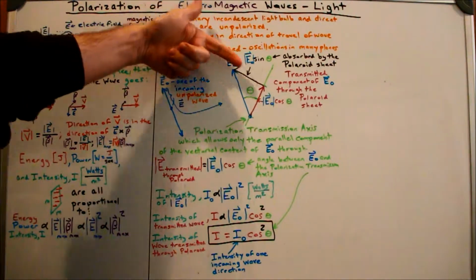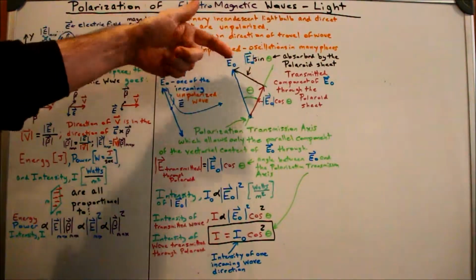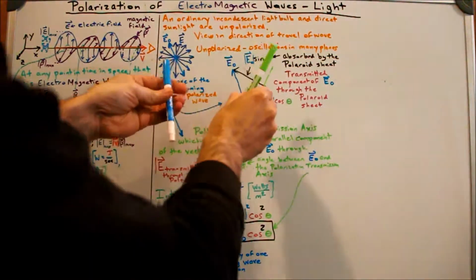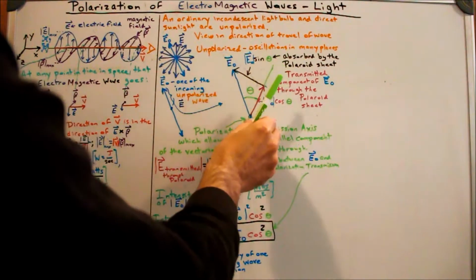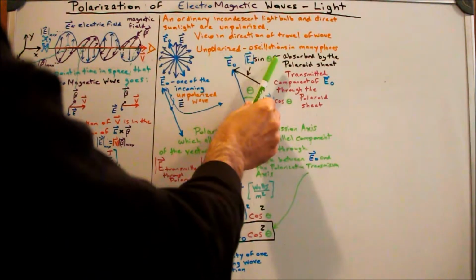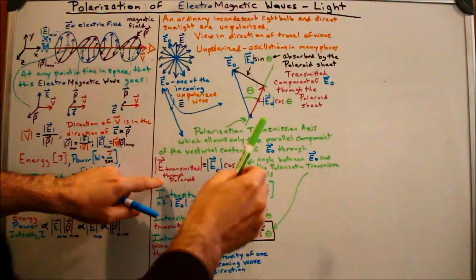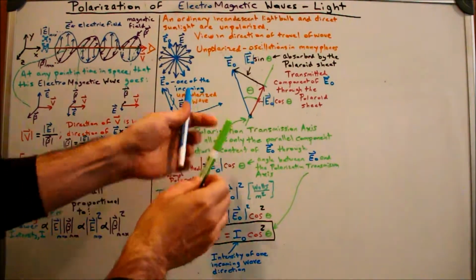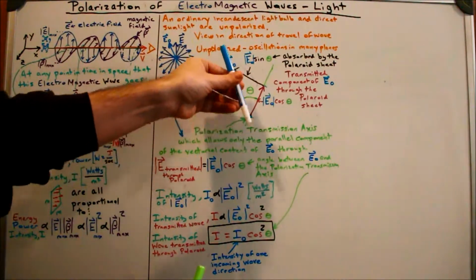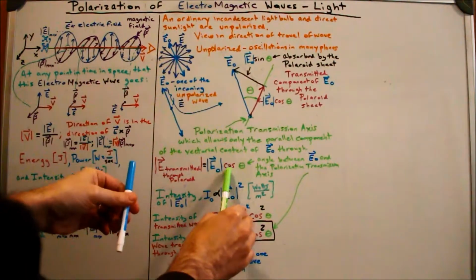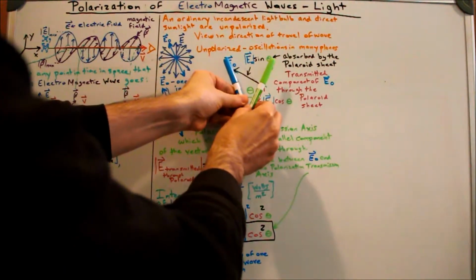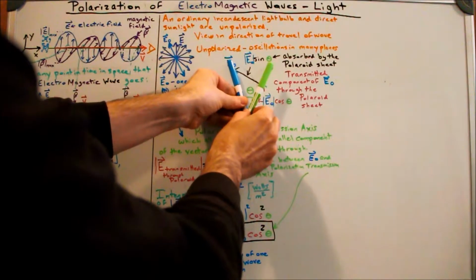The actual Polaroid sheet has long chains of molecules in this direction, and the component here excites them and they absorb it, and it only lets the part that's parallel to the transmission angle go through. So here, the magnitude of the transmitted electric field is equal to the magnitude of the incoming electric field singular component wave times the cosine of the angle between the transmission angle and this incoming singular electric field direction.